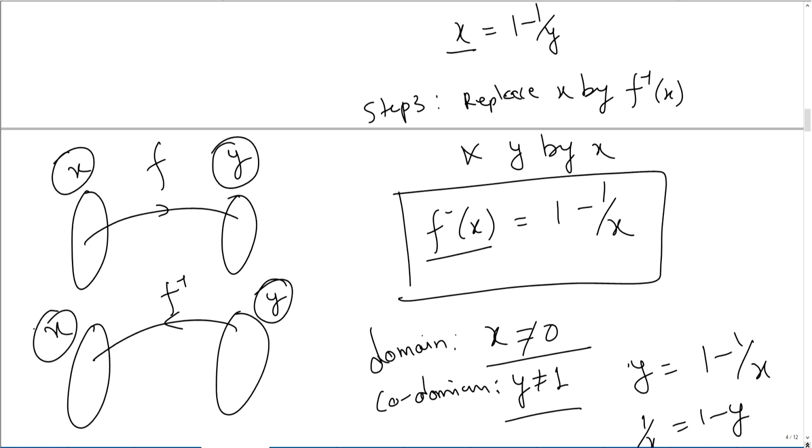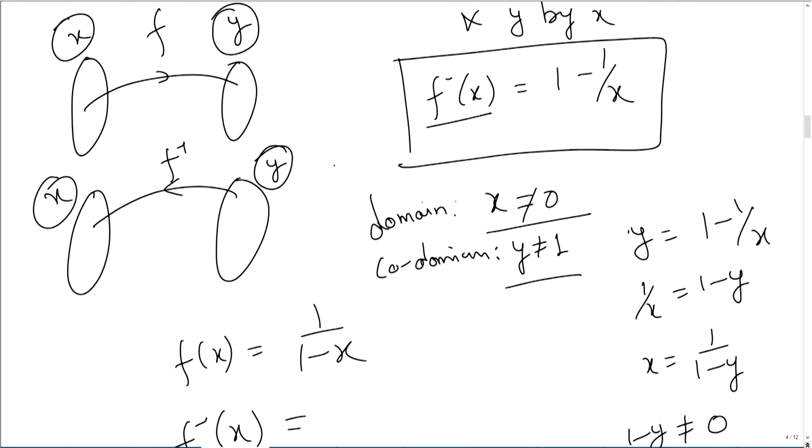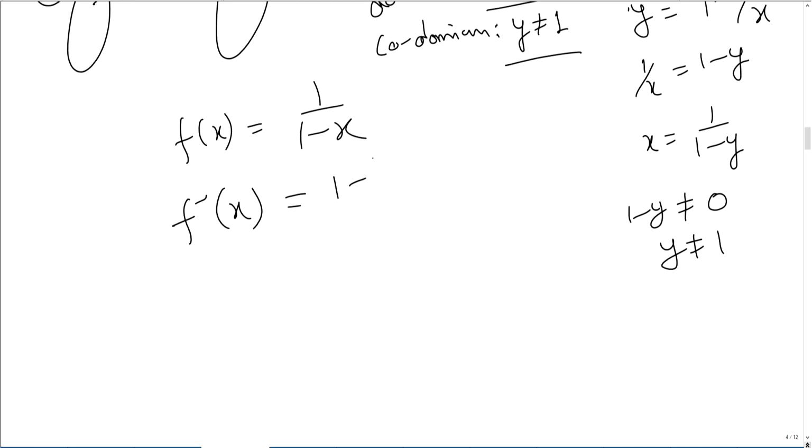Now, let us draw the graph of this function, both our original function and the inverse function. The original function was 1 divided by 1 minus x, and the inverse function was 1 minus 1 by x. Okay.